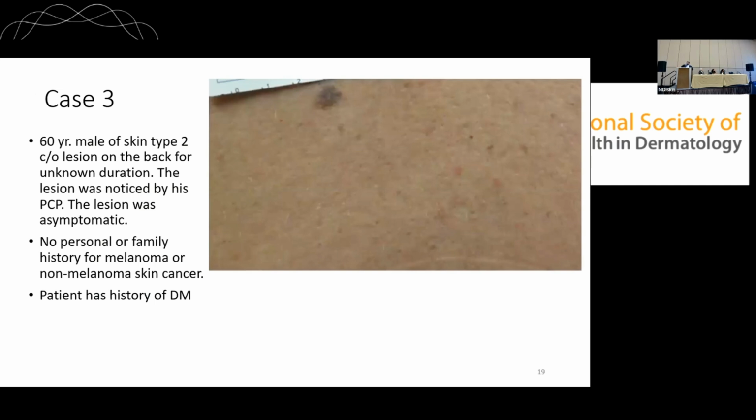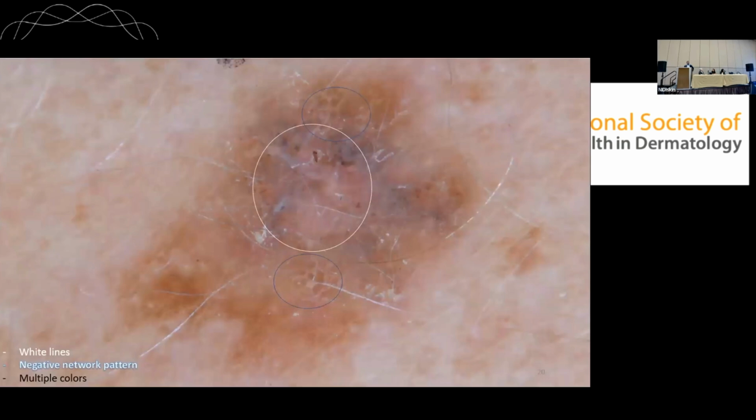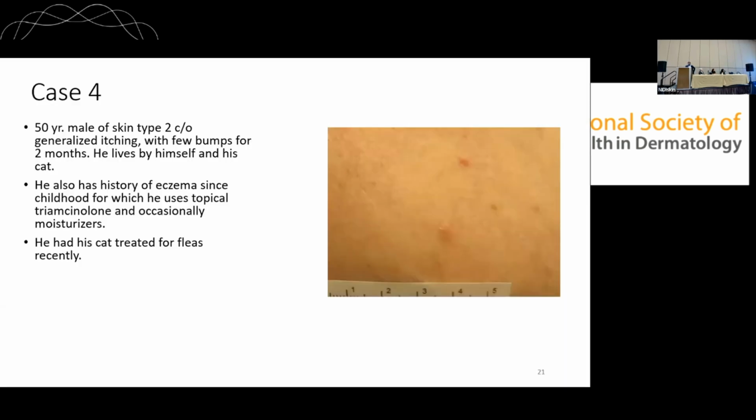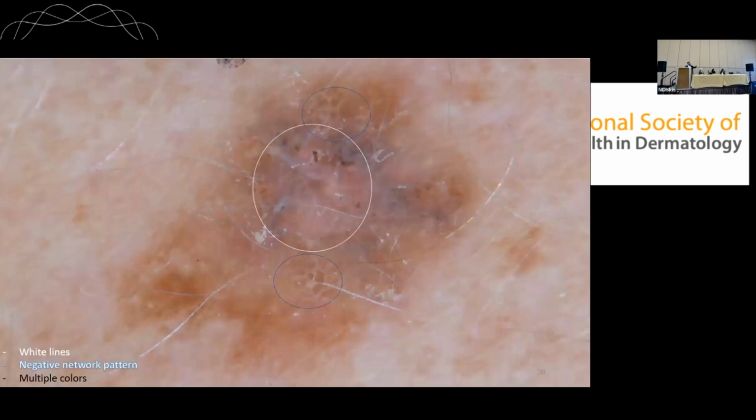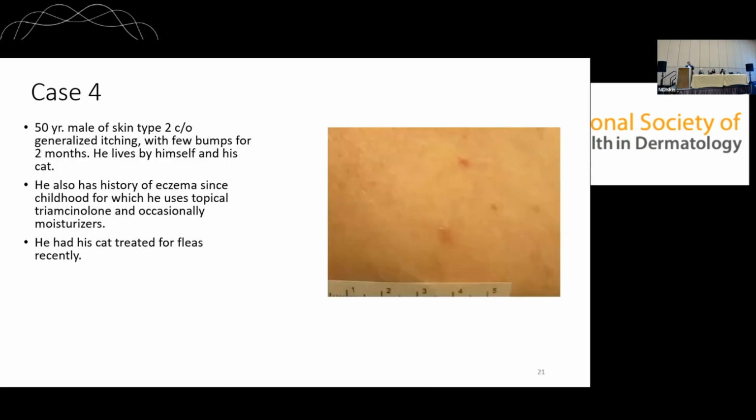And what about this? How many would biopsy this? It just looks like a stuck-on papule. And these are real cases, right? If you didn't get dermoscopy images with these, you would be missing these. And now what do you think this is? Right? So you have white lines, negative network pattern in multiple colors. It's a melanoma. So it goes from a seborrheic keratosis, which is completely benign on your phenotype analysis, to a melanoma. So adding dermoscopy images matters, and this is another cool case.